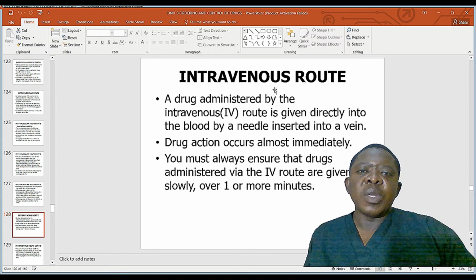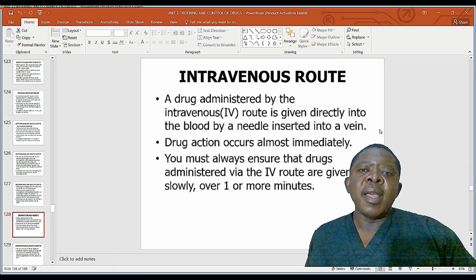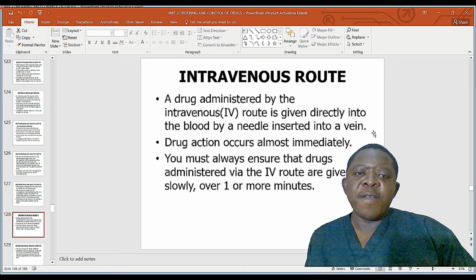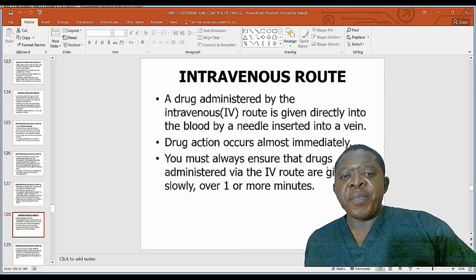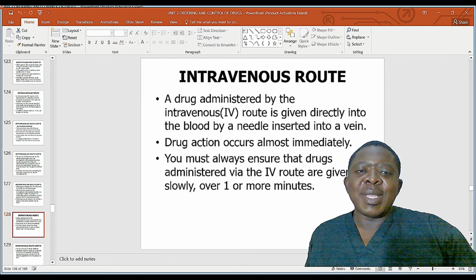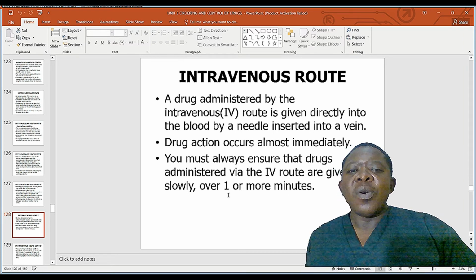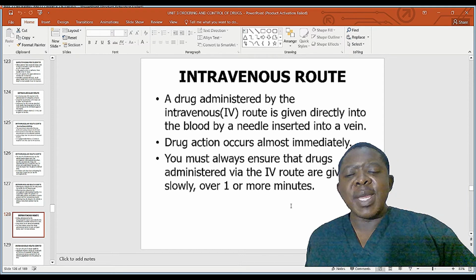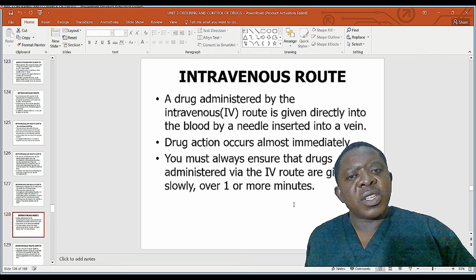A drug administered by the intravenous route is given directly into the blood by a needle inserted into a vein. So drug action occurs almost immediately. You must always ensure that drugs administered via the intravenous route are given slowly over 1 or more minutes. It's not advisable to give them fast, but it's advisable to give them slowly.